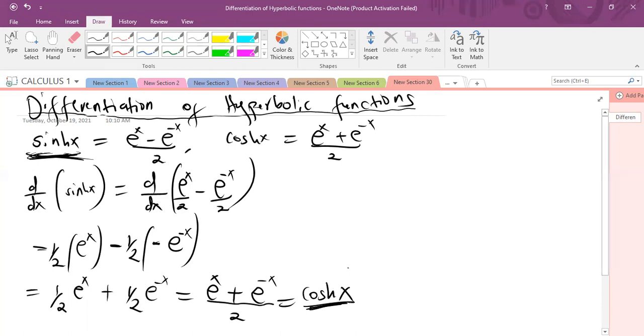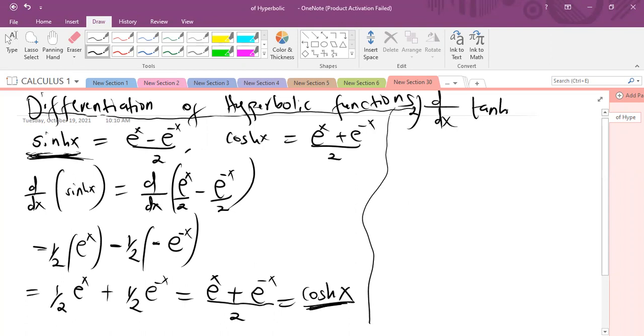And let's say we want to differentiate something like tanh. Let's look at example number 2. What is d/dx of tanh x? Now tanh x can be expressed as sinh x over cosh x.